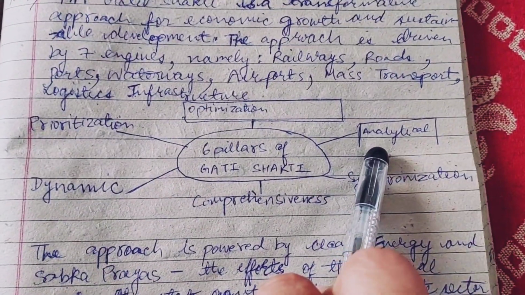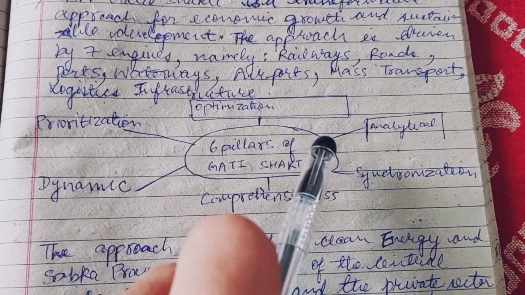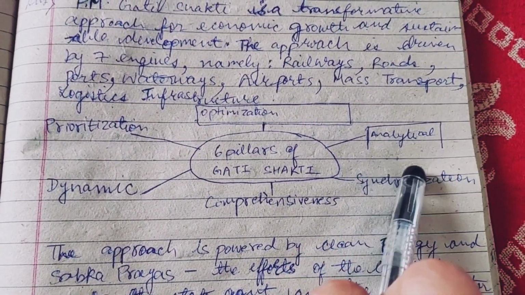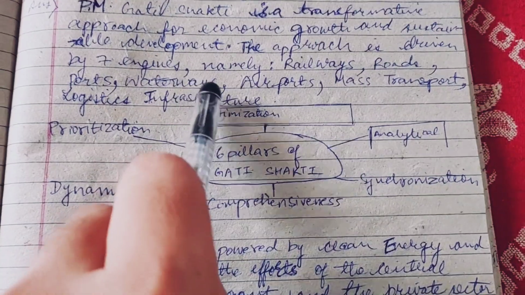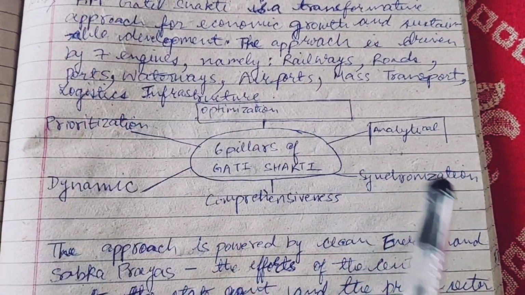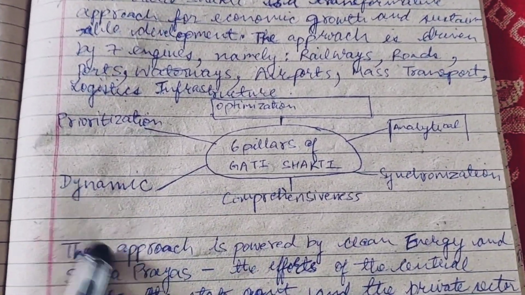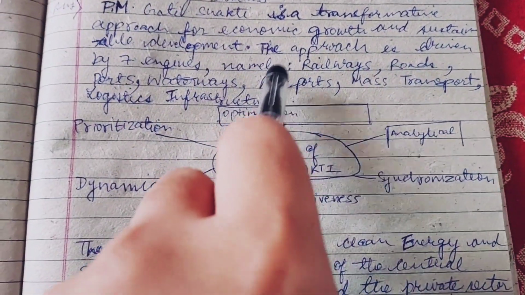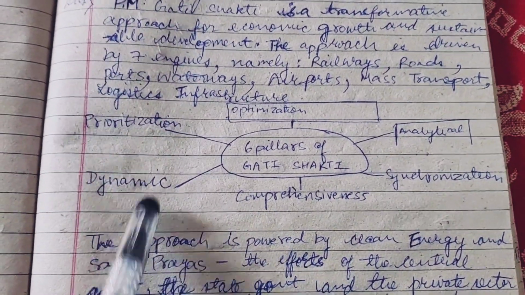Then analytical thinking. So the people making the policies, as well as the people involved in the private sector and the government, should think analytically. Then synchronization among these 7 engines, that is railways, roads, ports, waterways, airports, mass transport, logistics and infrastructure. These all 7 engines should work in a synchronized way. Comprehensiveness in the plans and dynamism, that is these 7 engines of growth should change according to the needs of time for people as well as for the development of the country.